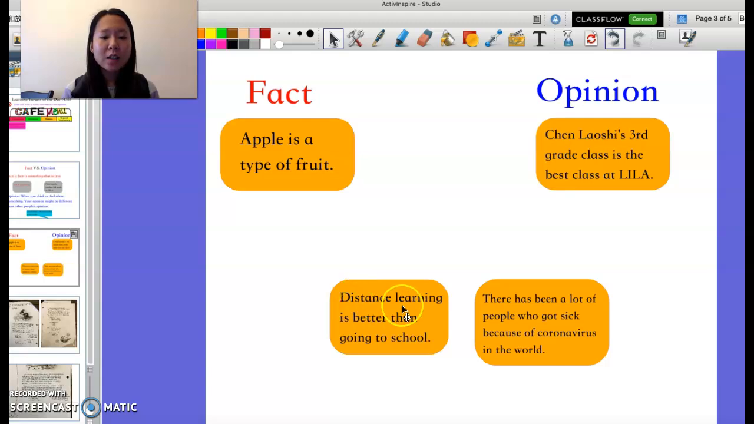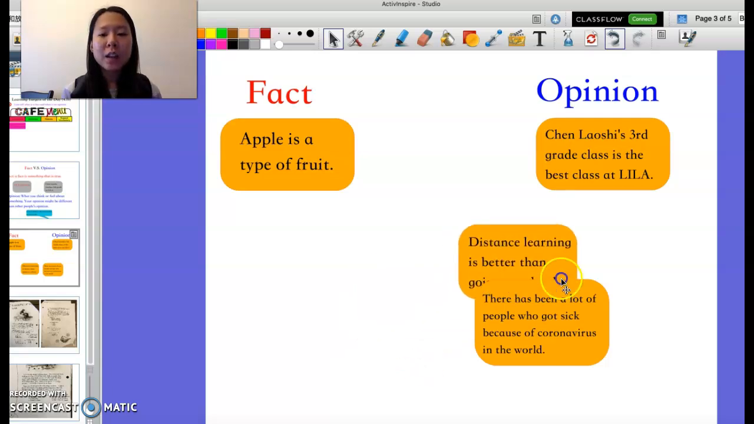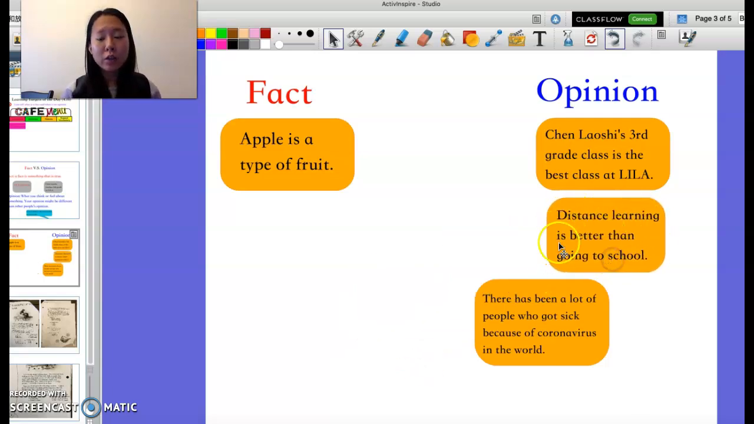Third one, distance learning is better than going to school. What do you think? We talked about this at our morning meeting the other day. Yes, it is an opinion because some people might like going to school better. Some people might like staying at home and doing distance learning better. We can all have different opinions.